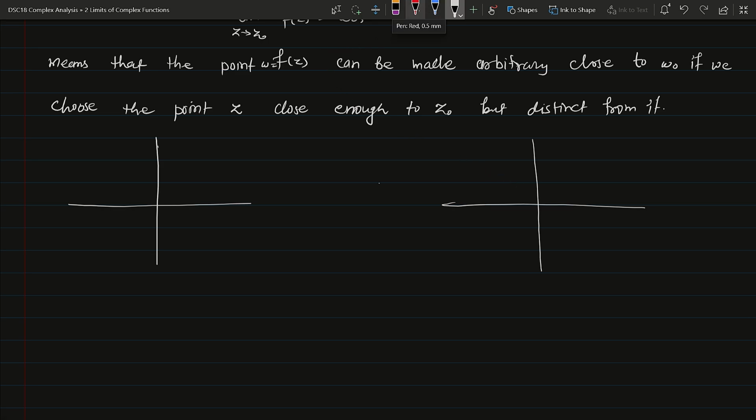So what do you mean by writing mod of f z minus w naught is less than epsilon? Suppose we have this w naught. So what we are saying is that whenever some w, this is the open disk having the radius epsilon.